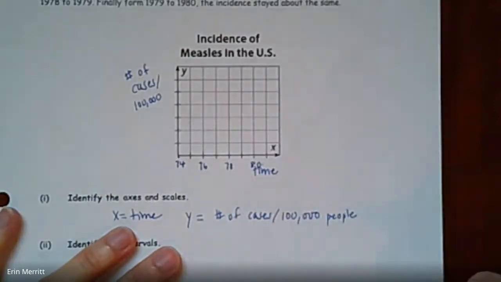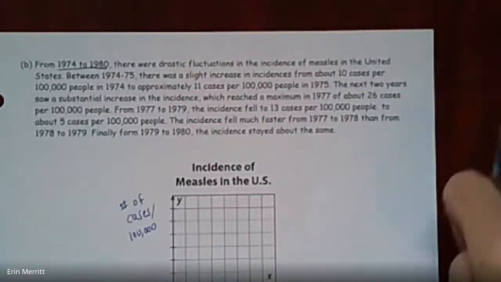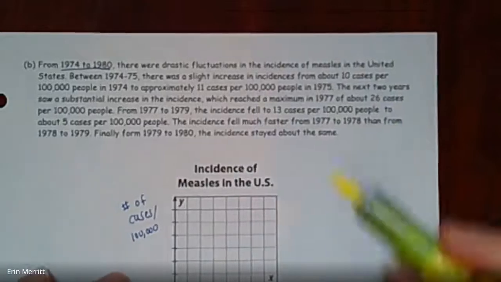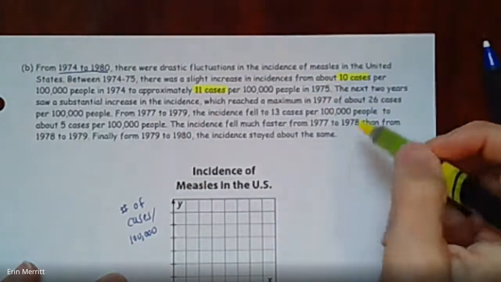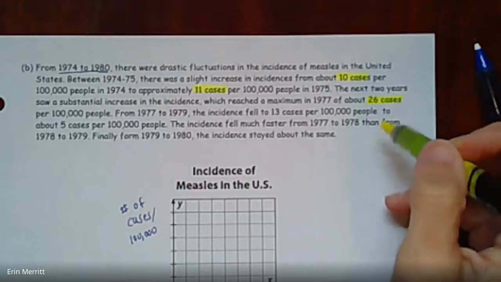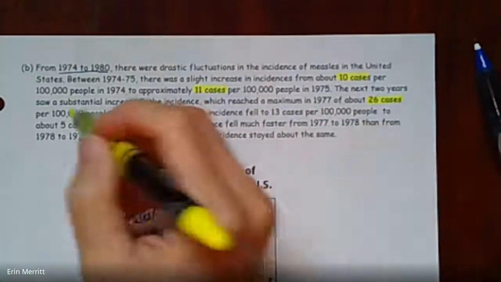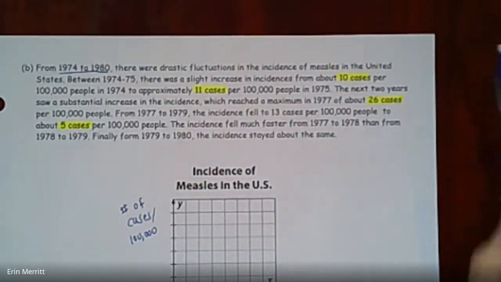All right. And then if we look at the cases, this is where you kind of have to skim the question. I'm going to come back up here for a second. I got a highlighter, so maybe I'll do a little highlighting here. It's saying there's an increase from 10 cases, it's going to hit 11 cases. Ooh, it reaches a maximum of 26 cases, and then it falls down to about 5 cases. The reason I'm highlighting all those is I need to know what numbers have to go on that y-axis. So it looks like as low as 5 and as high as 26.